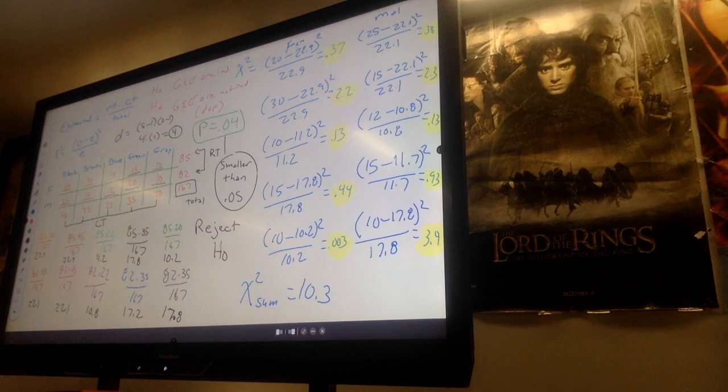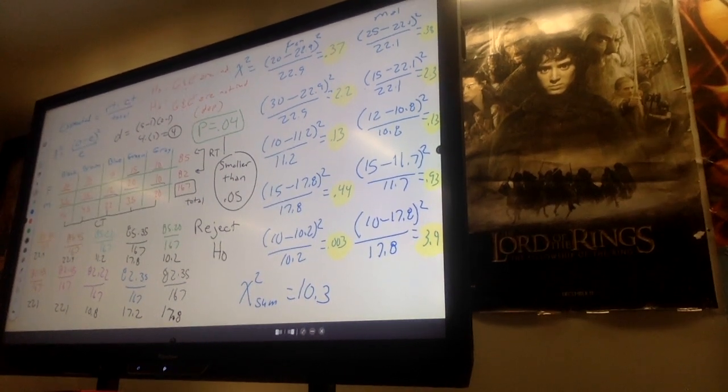So that's all kinds of good stuff. Are the assumptions met on this problem? We had 167 randomly selected people from the population. Totally met it. So, really good statistics problem because it had everything there.